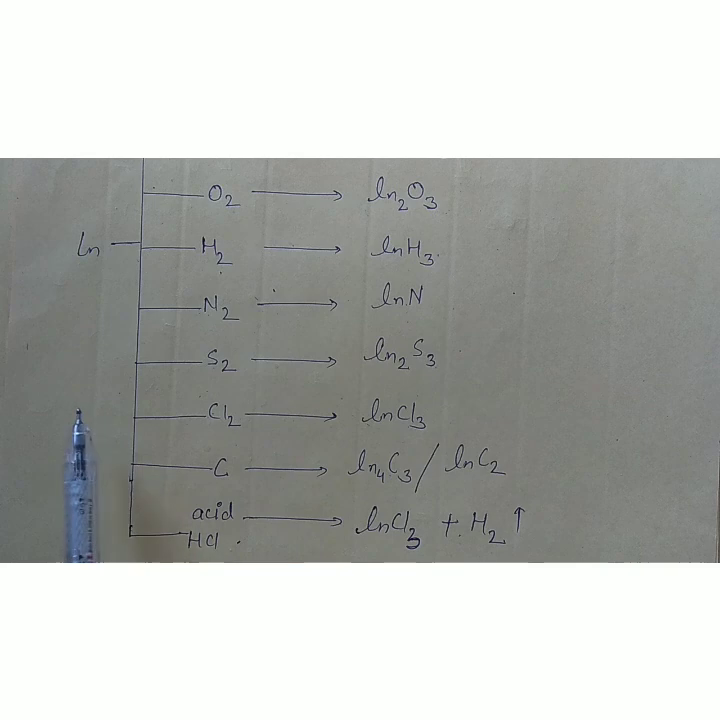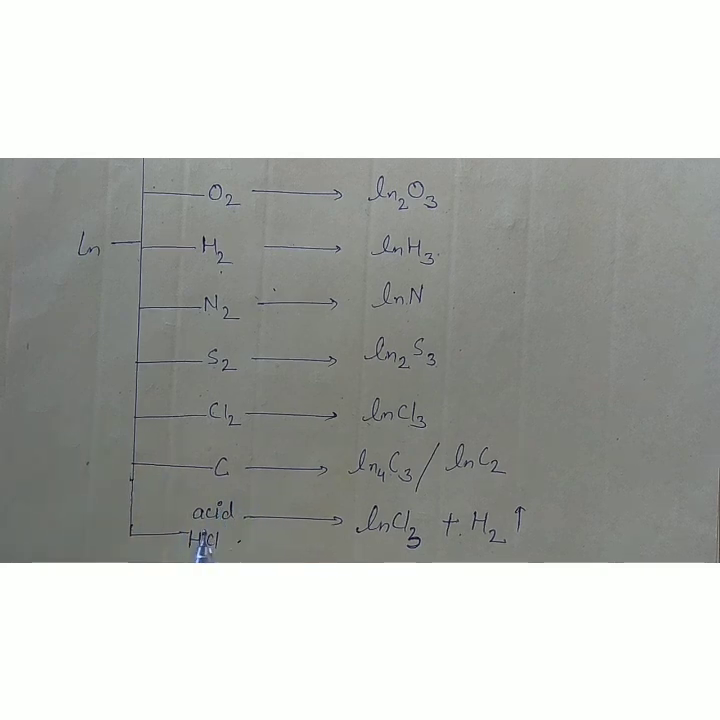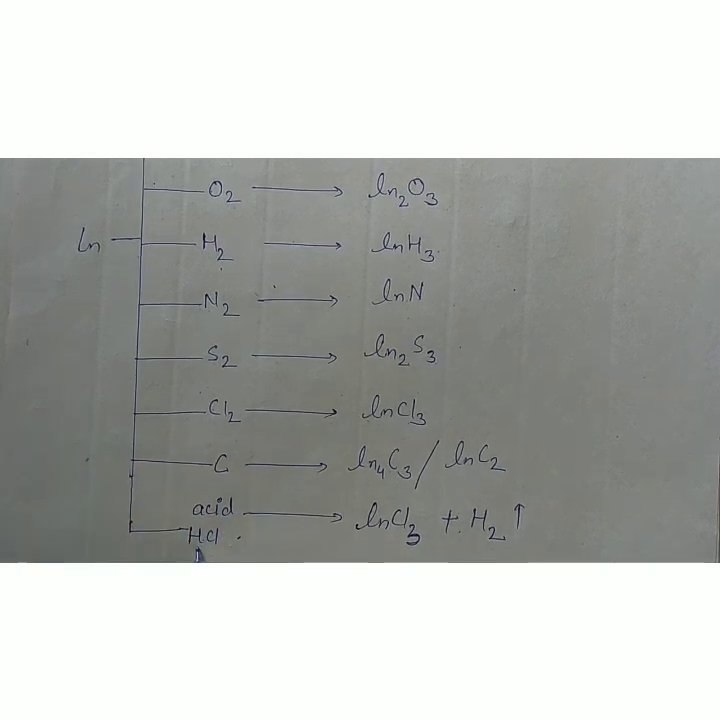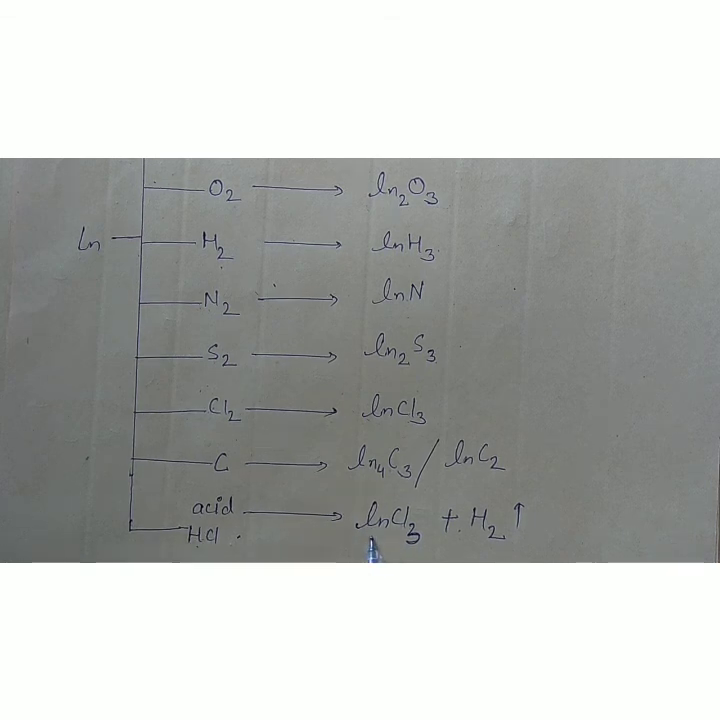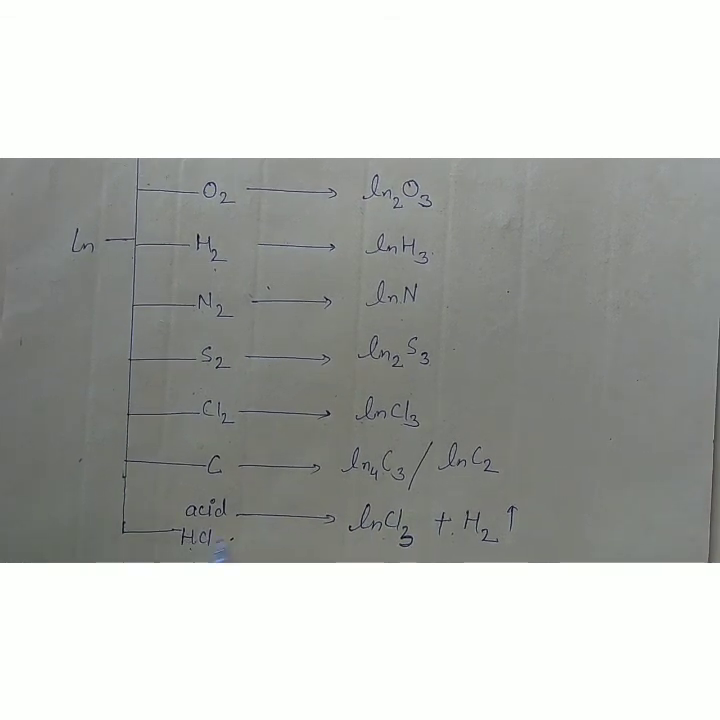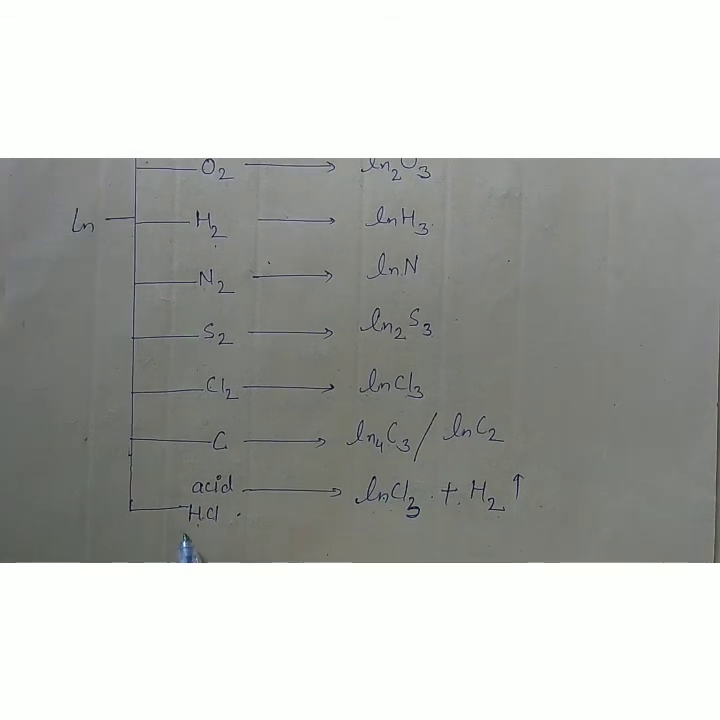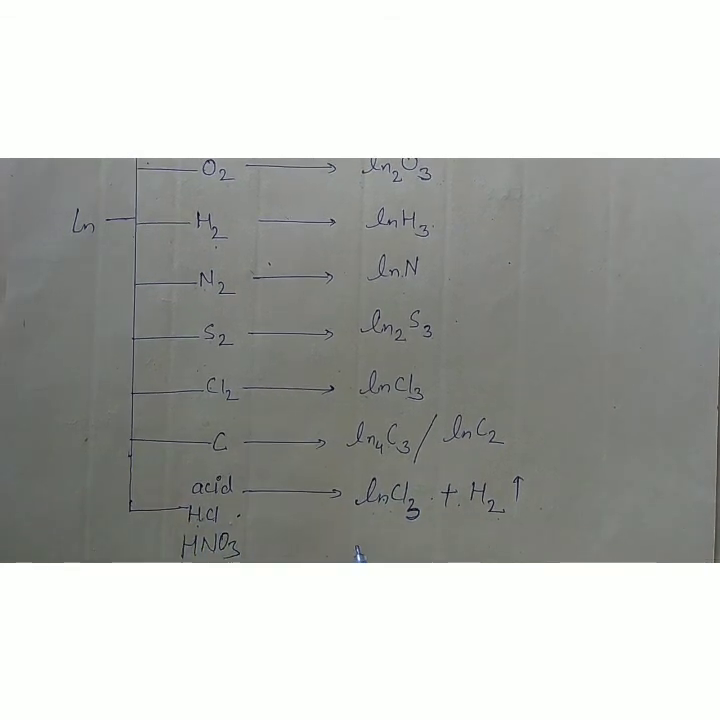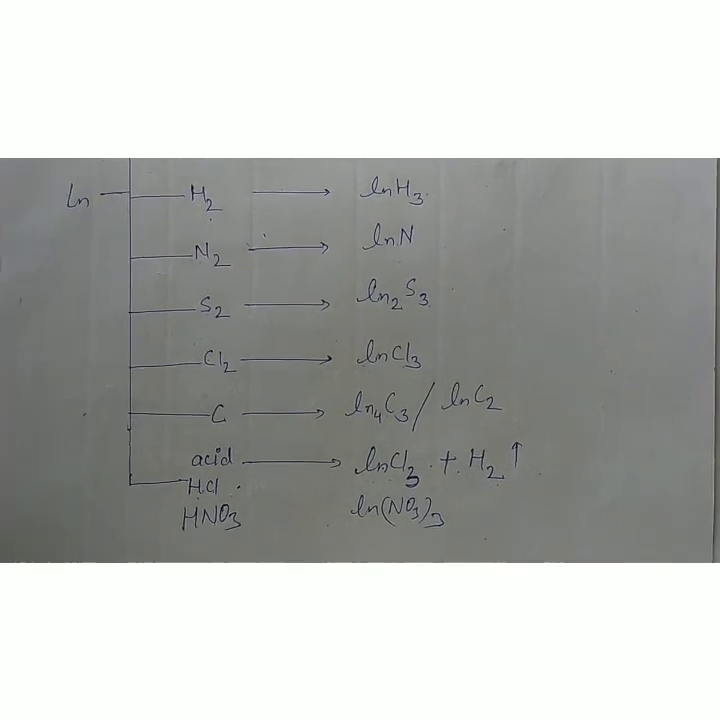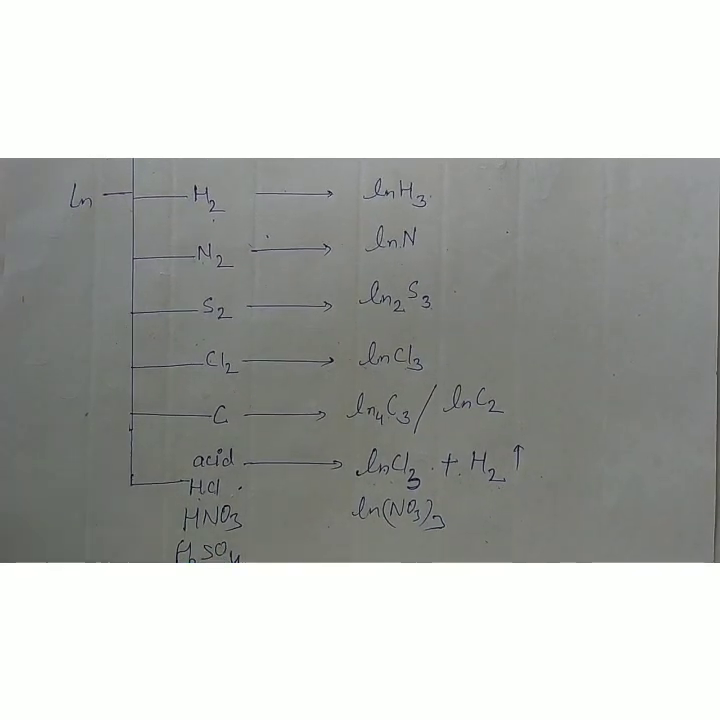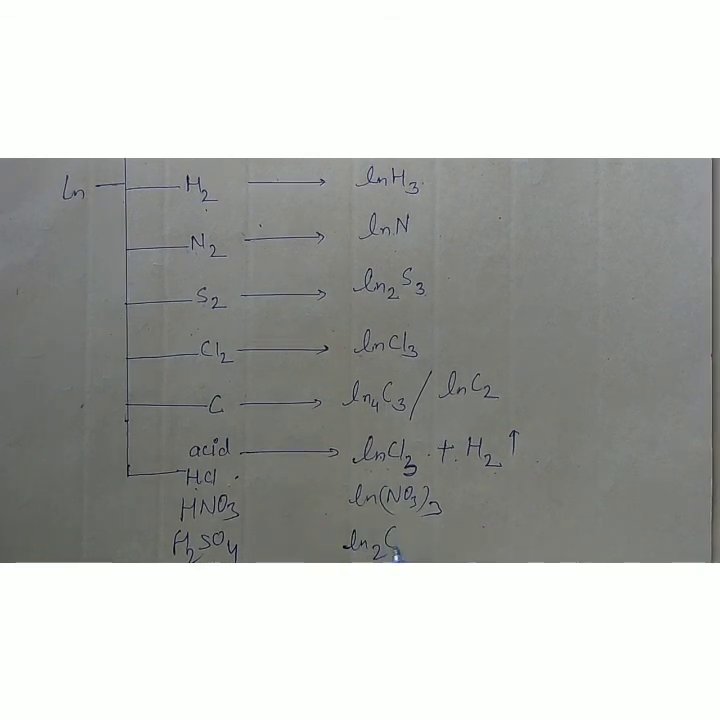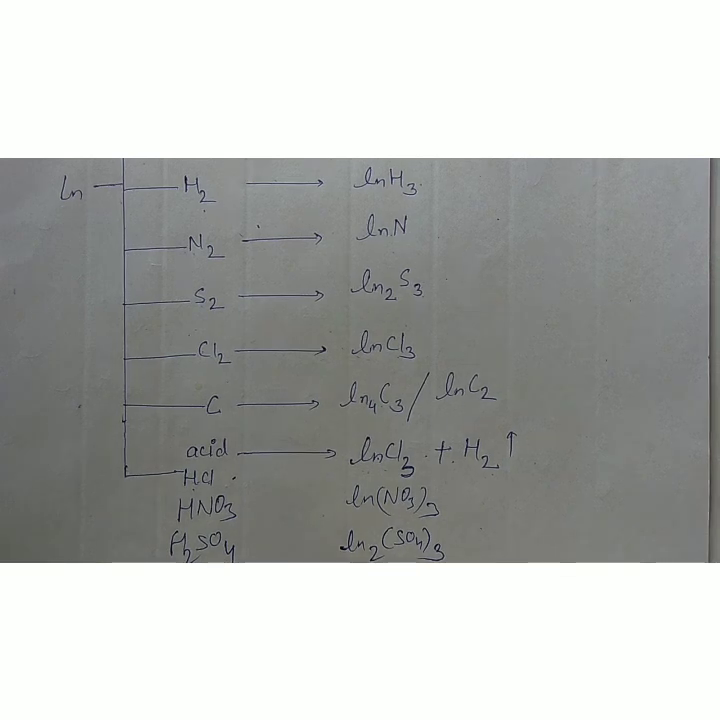As we know, when metals react with acids, hydrogen gas is released. Same here, when we react the lanthanides with any acid like HCl or H2SO4 or HNO3, the salts of the corresponding acid will be formed and H2 gas is released. For example, when we react with HCl, LnCl3 is formed. When we react with HNO3, Ln(NO3)3, lanthanide nitrate, will form. If we react them with H2SO4, then Ln2(SO4)3, meaning lanthanoid sulfates, are formed.